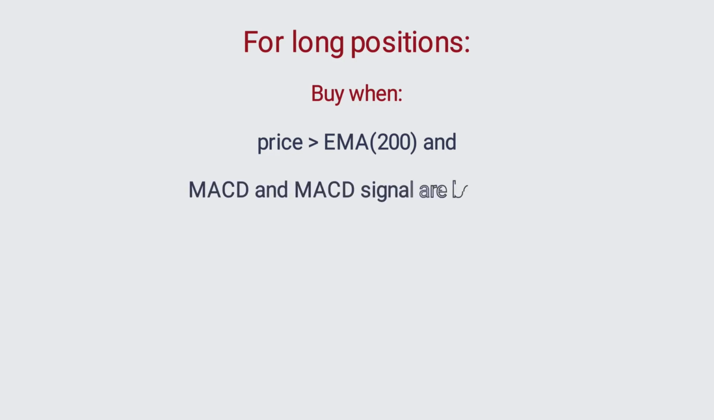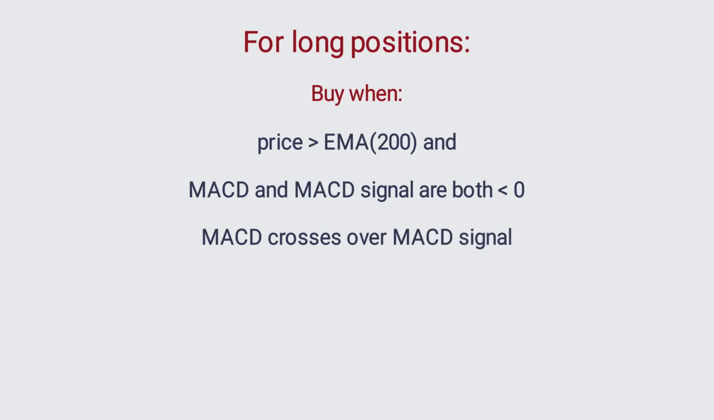For long positions, buy when price is greater than EMA 200 and MACD and MACD signal are both smaller than 0, and MACD crosses over MACD signal. Sell with a fixed percentage stop loss of 1% and profit target of 2%.